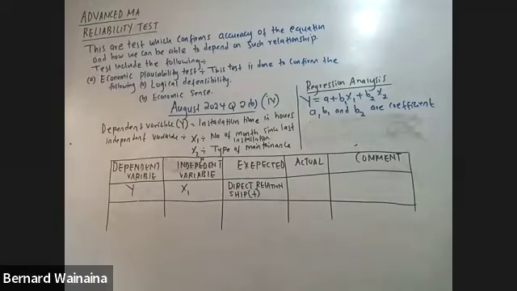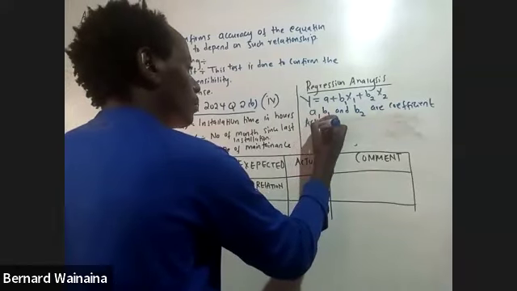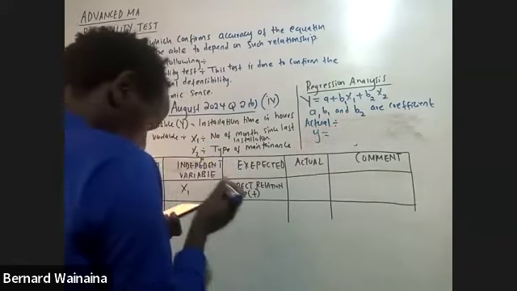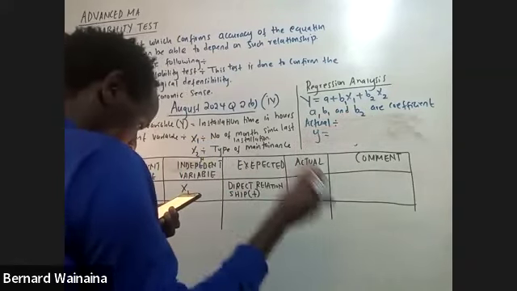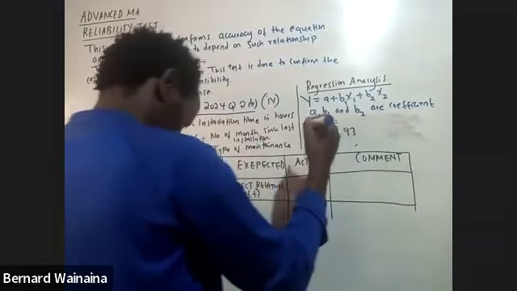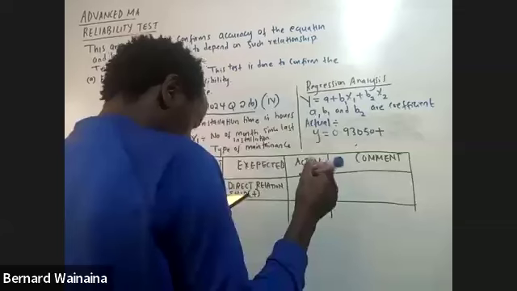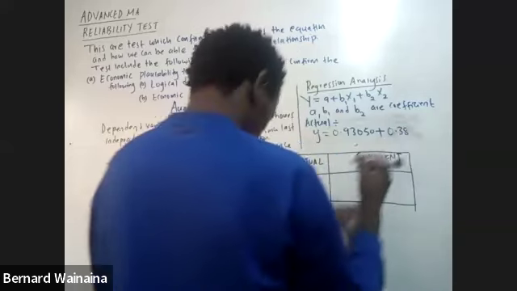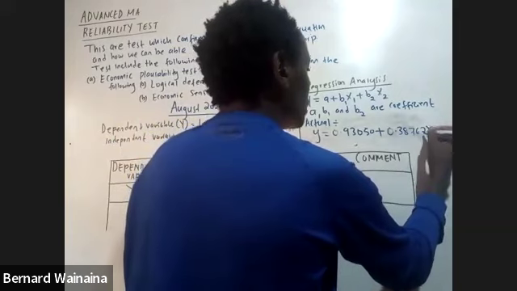Let us come up with the equation, which is our actual from the analysis. So it will be y is equal to, A is the constant or the intercept. The first one, the constant, 0.9350. Then the other one, 0.38762 x1.